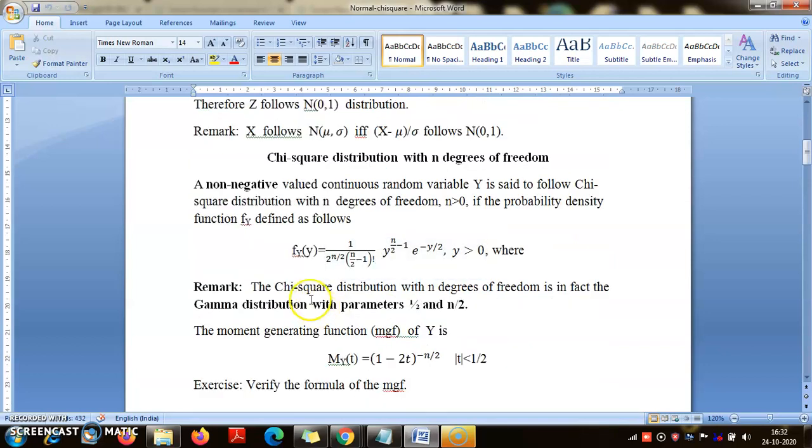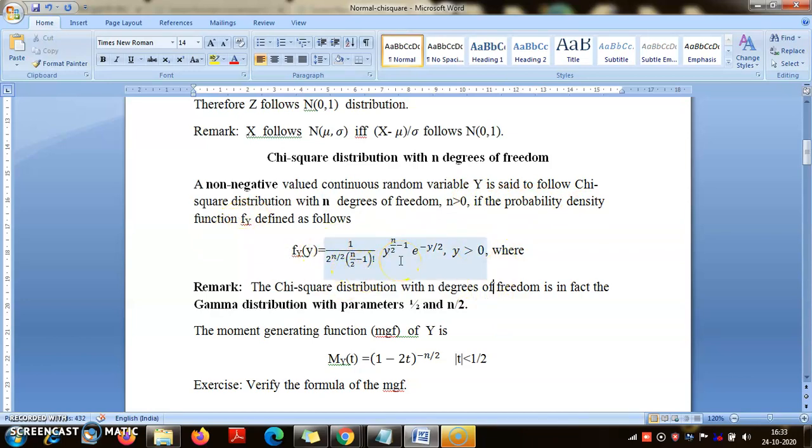Next, I will quickly go to the chi-square distribution, which is the main target here. So the chi-square distribution is a continuous distribution, and let y be a non-negative valued random variable. So it is said to follow chi-square distribution with n degrees of freedom. So it has one parameter n, degrees of freedom, if the probability density is given by this formula.